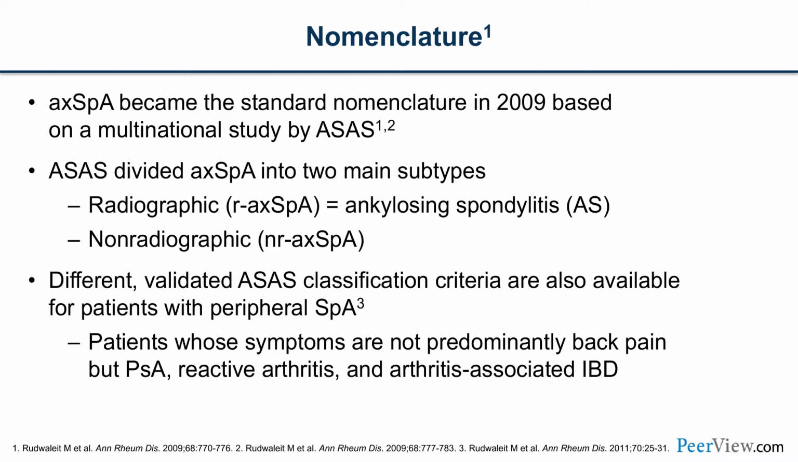Within the spectrum of spinal disease, as I mentioned before, there is a non-radiographic version where, as I will demonstrate to you, patients are identical with similar disease loads and morbidity and comorbidities, but with a relatively preserved radiographic imaging. The other is the classical ankylosing spondylitis, which we now call radiographic axial spondyloarthritis as opposed to ankylosing spondylitis, and that image will speak for itself. The peripheral SpA terminology, which we won't spend a lot of time on, are those patients who have symptoms that are not predominantly back pain, but they may also have r-axSpA as part of their illness.